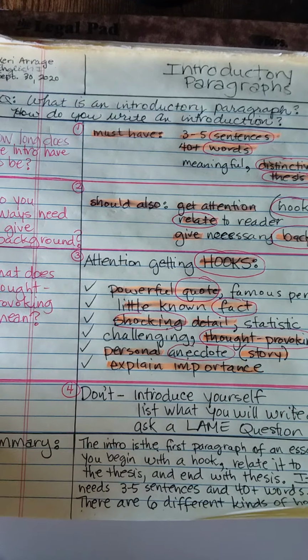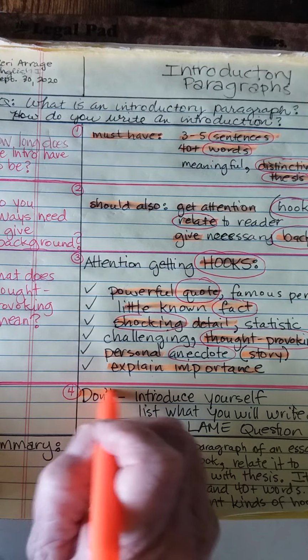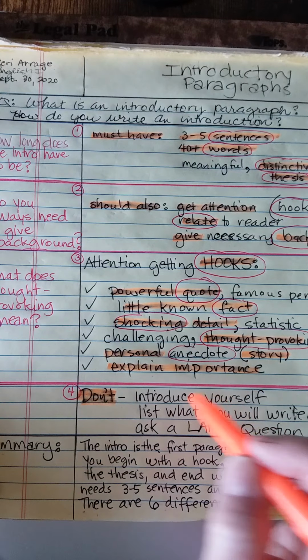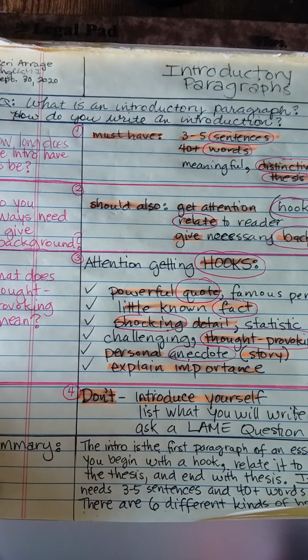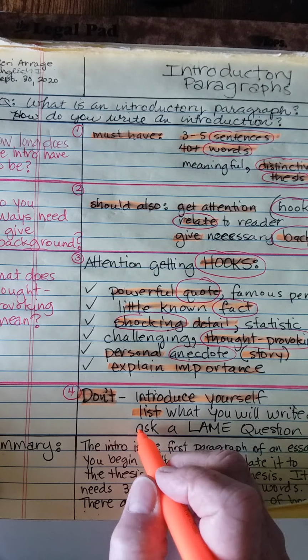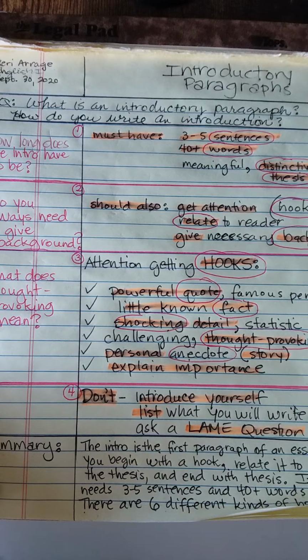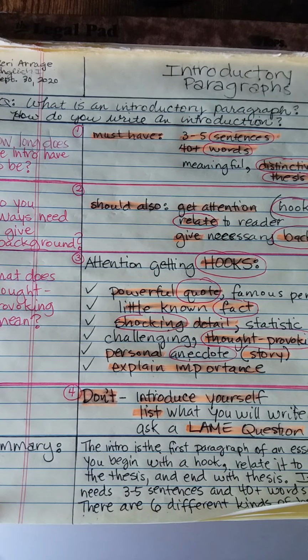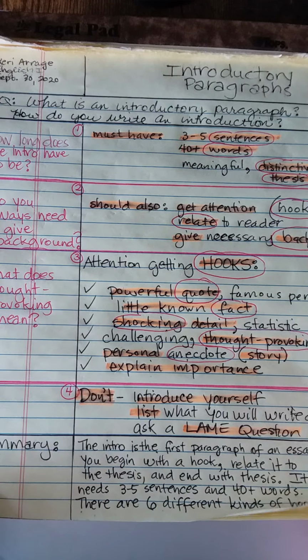Explain importance. Don't. I gave you some slides on don't. Don't introduce yourself. Don't list what you're going to write about. And don't ask a lame question. So now I've highlighted main ideas. That's my annotation. Now I am ready to write my summary.